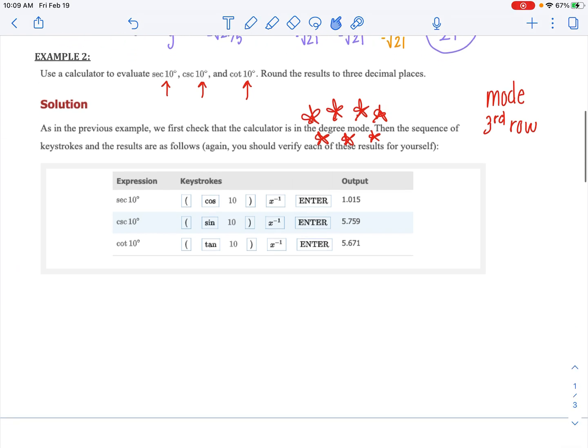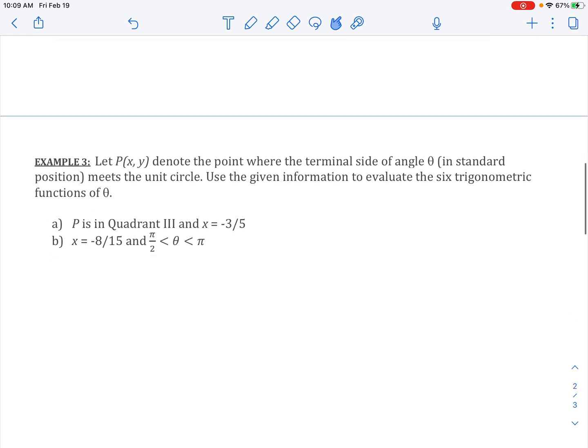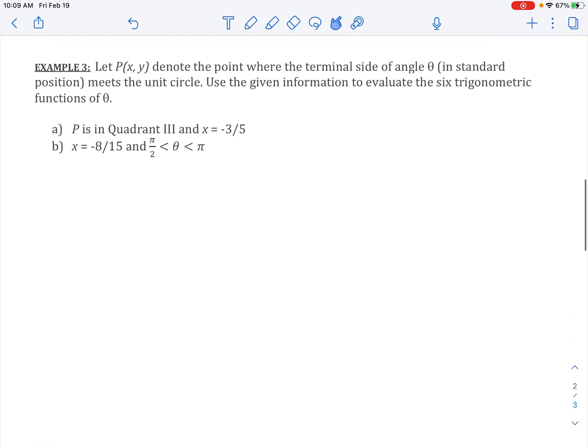Let's just do 2 more, and I'll set you free. So, let point P, which is xy, denote the point where the terminal side of the angle in standard position meets the unit circle. Use the given information to evaluate the 6 trig functions.